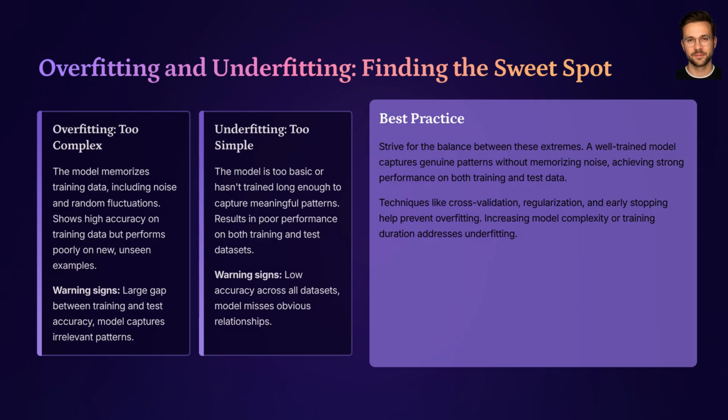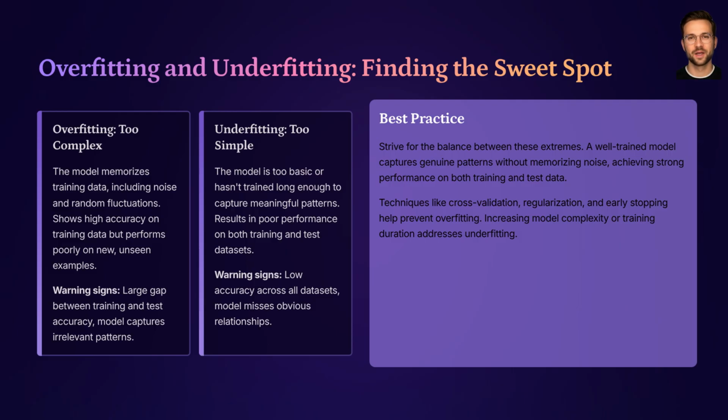The typical symptom of overfitting is high accuracy or low error on the training data, and significantly worse metrics on validation or test data. In contrast, underfitting happens when the model is too simple or not trained enough. It fails to capture the underlying patterns in the data. In this case, performance is poor on both the training set and the test set.